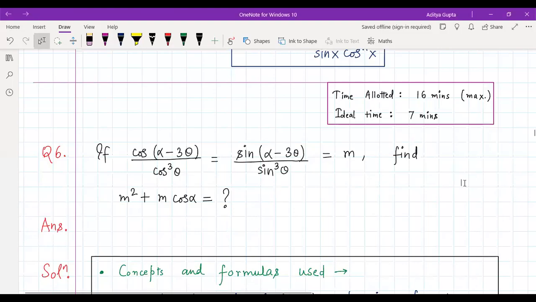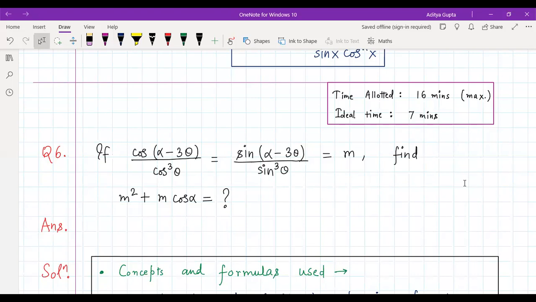Hey everyone, today I am back with another very amazing and interesting question from the house of trigonometry, in which we are being given that cos of alpha minus 3 theta upon cos cube theta is equal to sine of alpha minus 3 theta upon sine cube theta is equal to m, and we have to find the value of m square plus m cos alpha. That would be equal to how much?